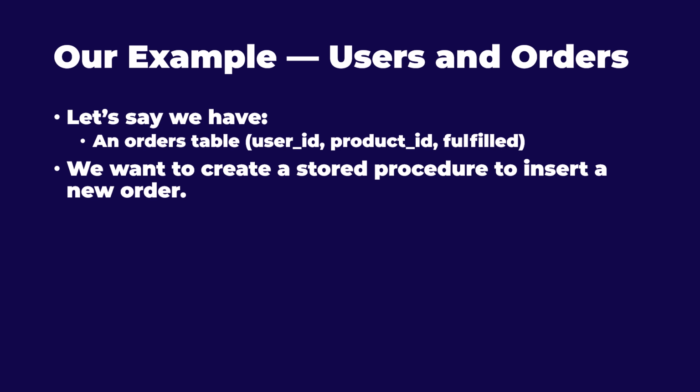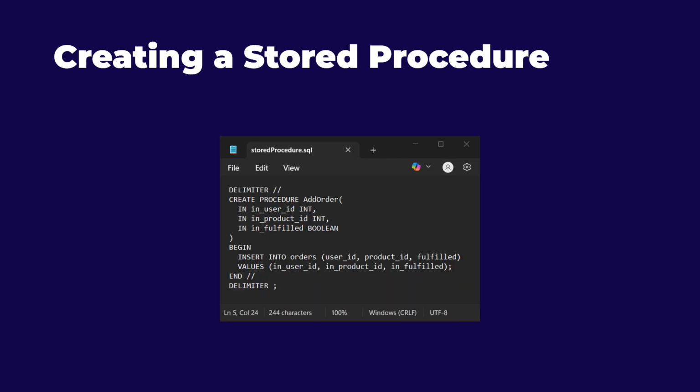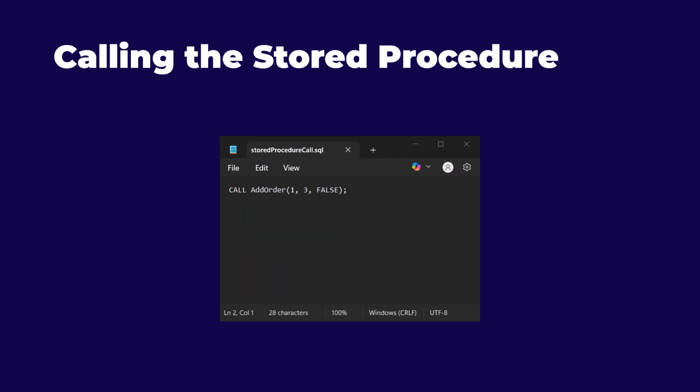We'll work with our familiar orders table to demonstrate how stored procedures help simplify data management. Here's a stored procedure called add order. It takes a user ID, product ID, and fulfillment status and inserts a row into the orders table. Once created, calling the procedure is easy. Just use the call command with the appropriate values.